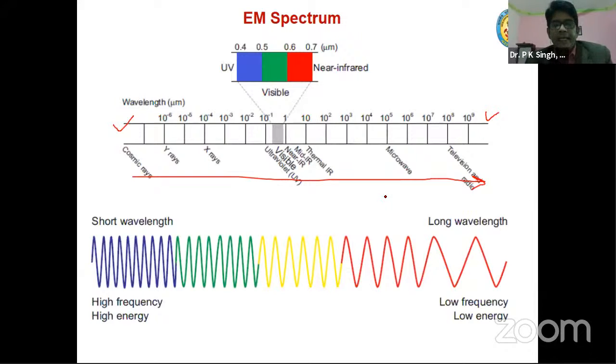The speed of all the electromagnetic spectrum is constant. That is the speed of light.